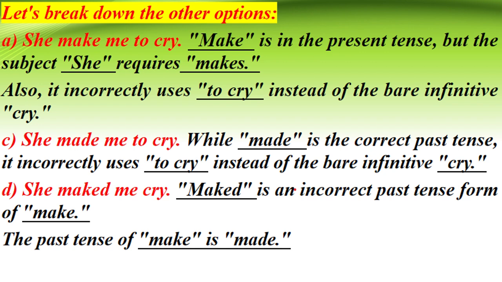C. She made me to cry. While made is the correct past tense, it incorrectly uses to cry instead of the bare infinitive cry. D. She make me cry. Make is an incorrect past tense form. The past tense of make is made.